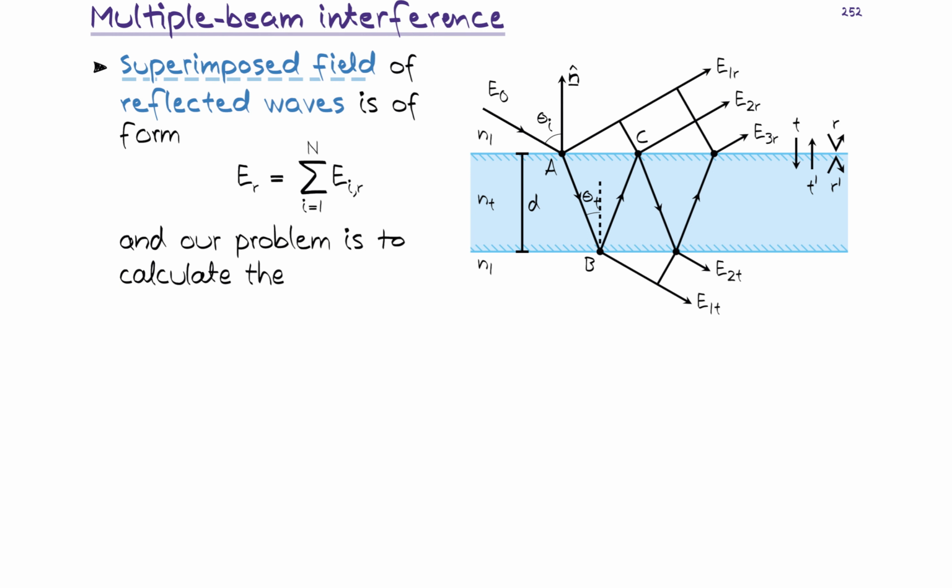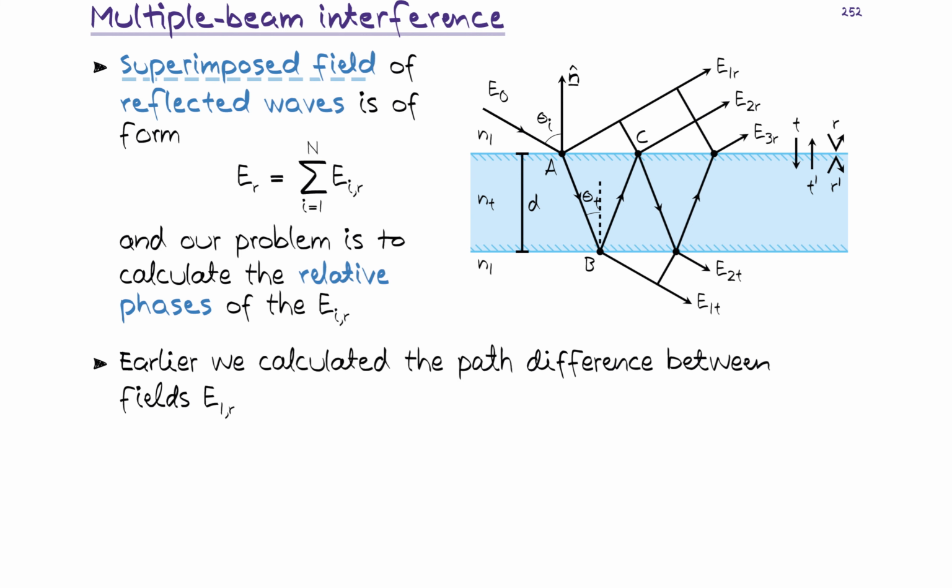So our problem is to calculate this, and essentially it's the problem of calculating the relative phases of each of these rays of light, E_iR. R is for reflected ray, and i is standing from 1 to n, so in principle we need to take into account many different reflections.